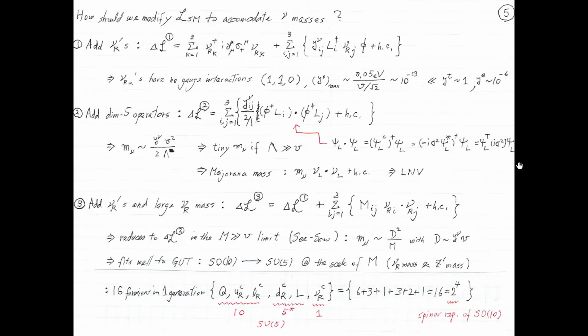It can be the GUT scale, and then immediately starting from here, we obtain essentially this operator where this large mass scale is just this Majorana mass. This is the original seesaw mechanism proposed by Yanagida and others. Let me see. Sometimes I also teach this, but at the elementary level, I only teach dimension 5 operators.